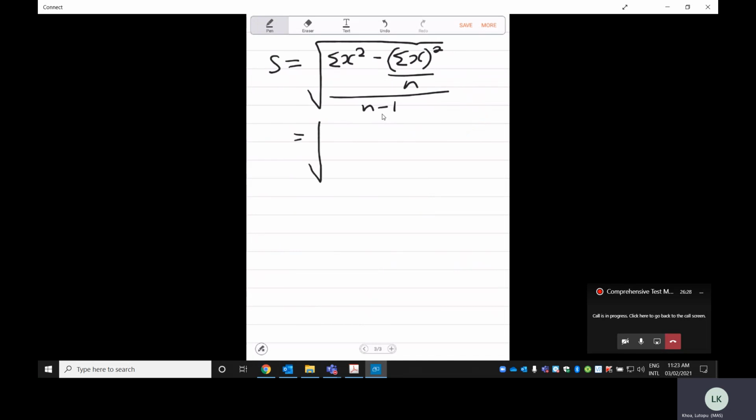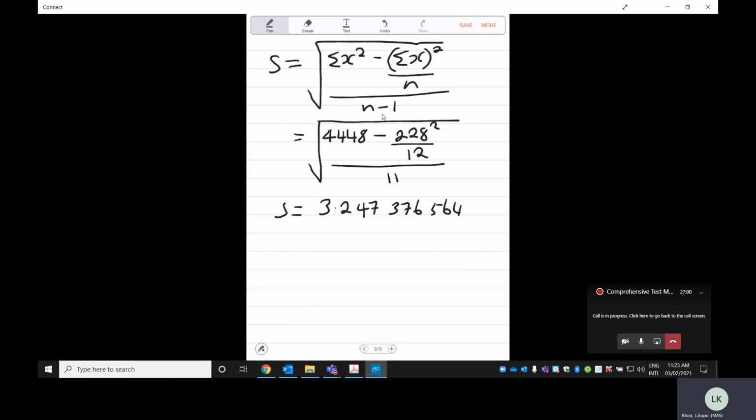This is the square root. The sum of the squares, this is 4448 minus 228 squared divided by n, which is 12, and this is divided by 11, which is n minus 1. So this you do on your calculator. When I did it, I got 3.247376564, and I approximated to 3.2474. Okay, so that is my standard deviation.